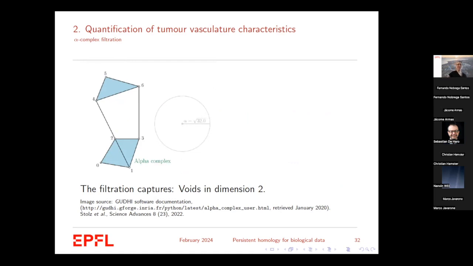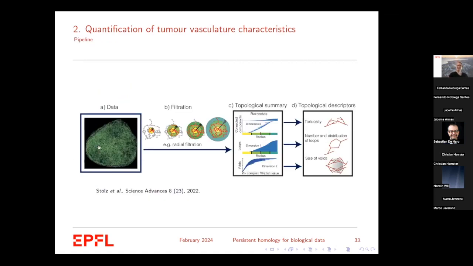So the pipeline was we had the vascular network data. We used the radial filtration and the alpha complex filtration to create barcodes. And from these barcodes, we extracted topological descriptors of the data, namely in dimension 0, we had a tortuosity descriptor. In dimension 1, we looked at the number of loops and the distribution of these loops across the networks. And then in dimension 2, we looked at the persistence of these bars to get a notion of the size of voids.